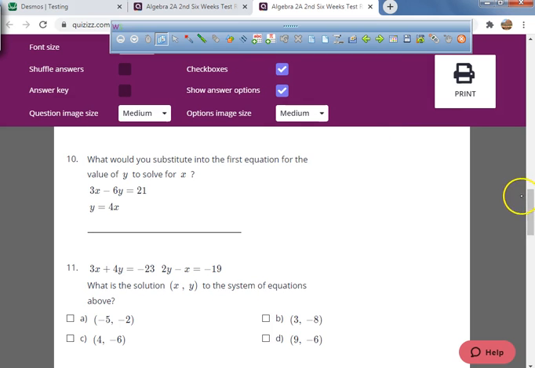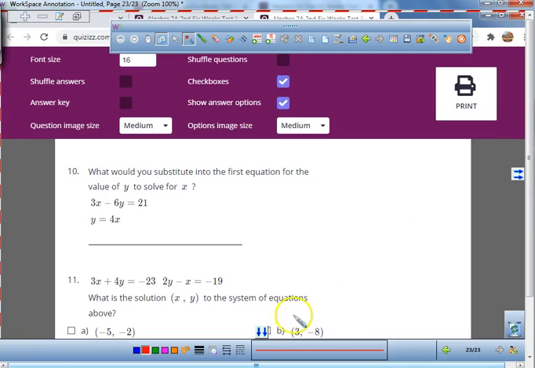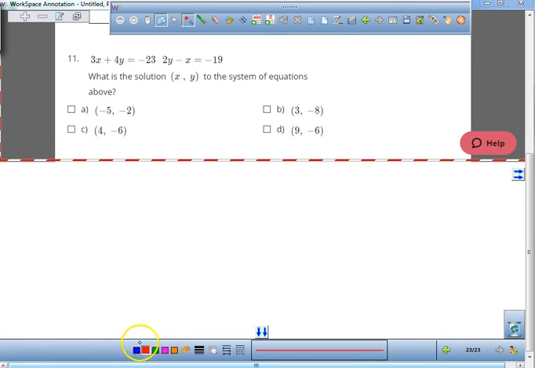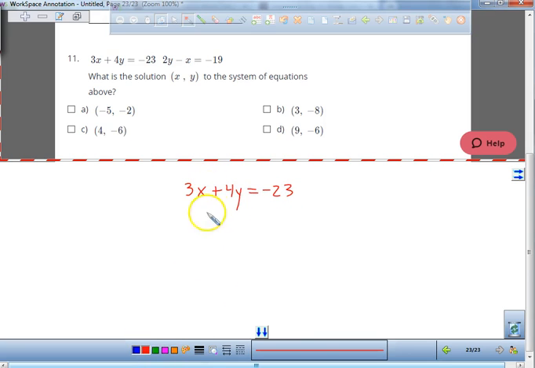So now we have a system of equations. All right, so we're going to go over how to solve a system of equations real quick. So first equation you're going to write down. Just write down with me. 3x plus 4y equals negative 23. The other one, do you guys see how it says 2y minus x equals negative 19? I'm going to rearrange it. I'm going to put the negative x up front. I'm going to put the 2y in the back and set it equal to negative 19. All right?